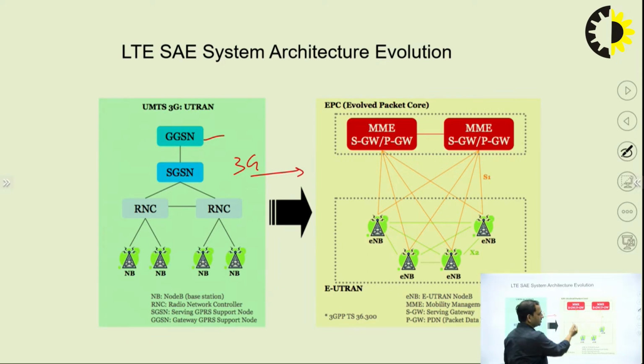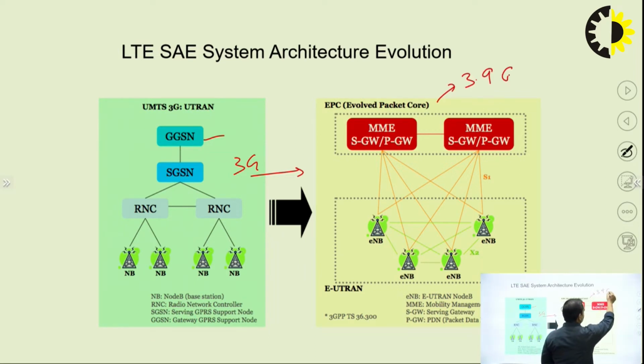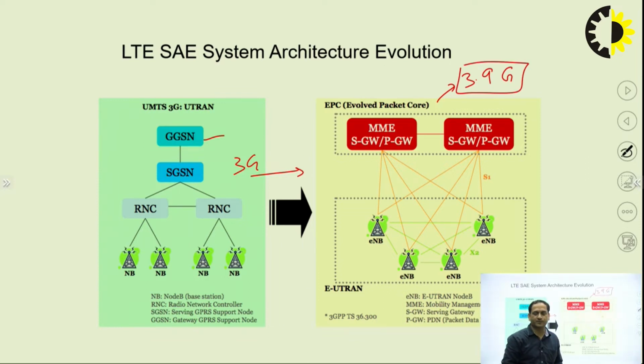Because this is the advanced version of 3G, this one is the 3G network, and we are moving towards the 4G network. But in practical terms we say this is approximately a 3.9G network. This is not a fully 4G network, this is a 3.9G network. It is given in the literature as well. So in the LTE system it is a combination of E-UTRAN, the evolved universal terrestrial radio access network, and the EPC, the evolved packet core network.